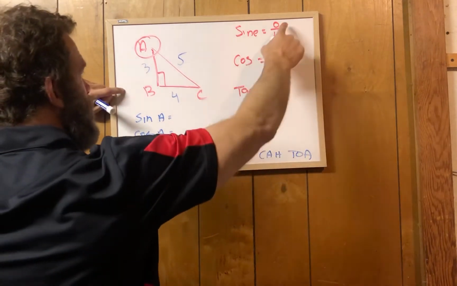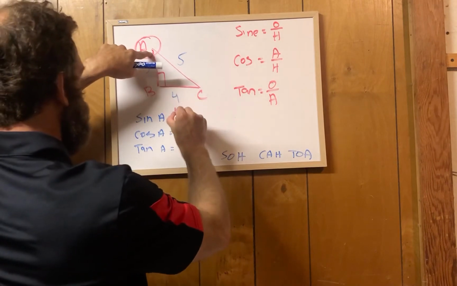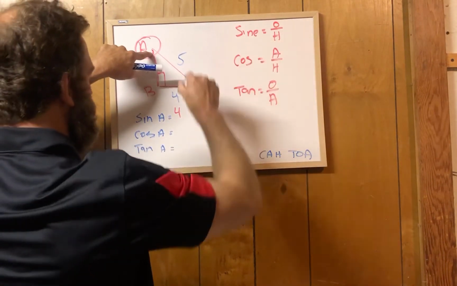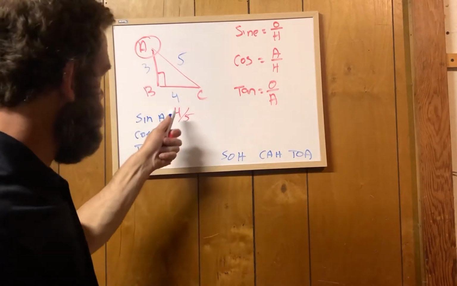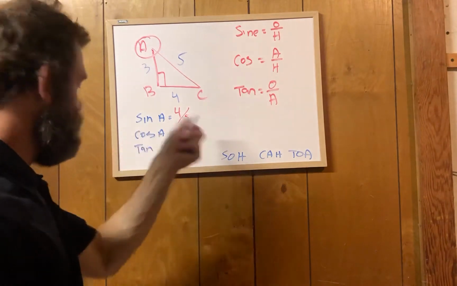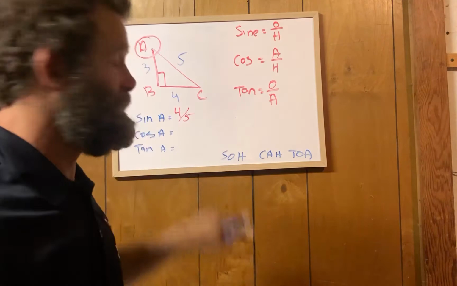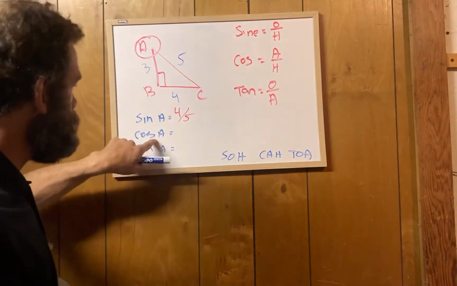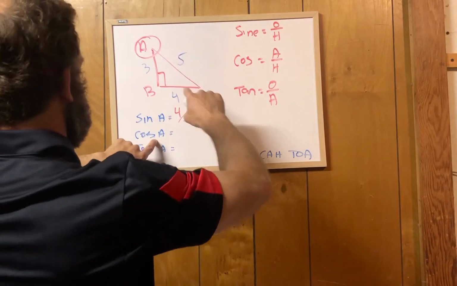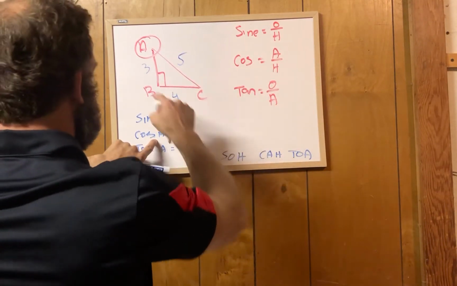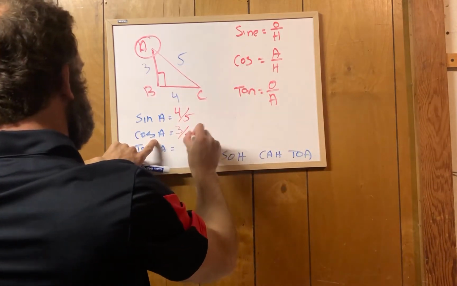Sine is opposite side over hypotenuse. So from angle A, my opposite side is 4. My hypotenuse is 5. So the answer, sine of angle A, is 4/5. You're going to be doing stuff with this later on, but just for this lesson, all I'm going to teach you is how to write this as a fraction. That's it. Cosine of angle A is adjacent, which is 3, over hypotenuse, which is 5.